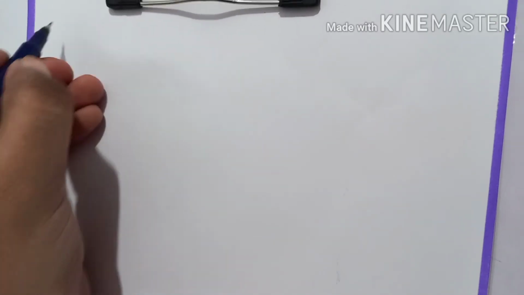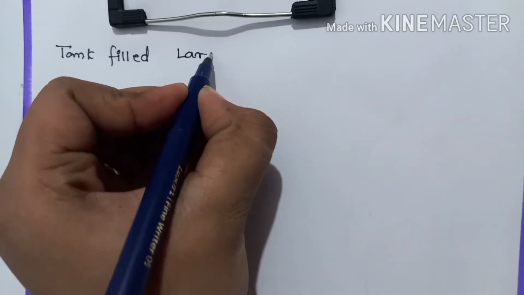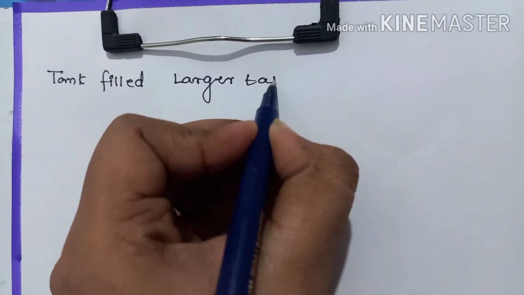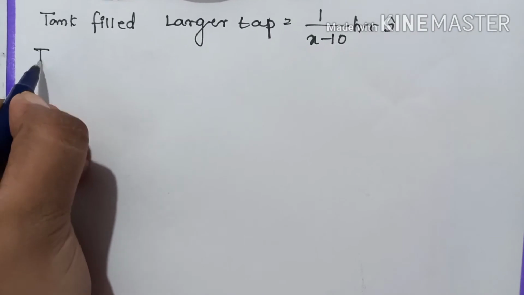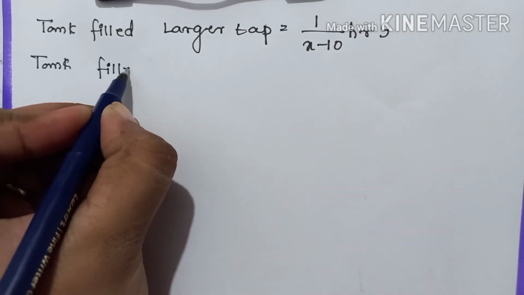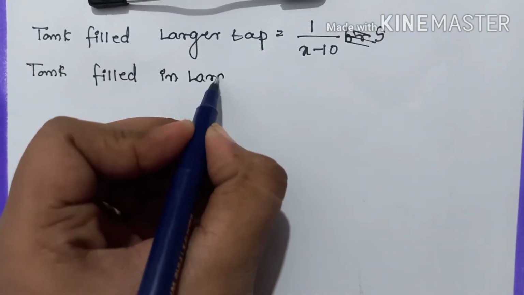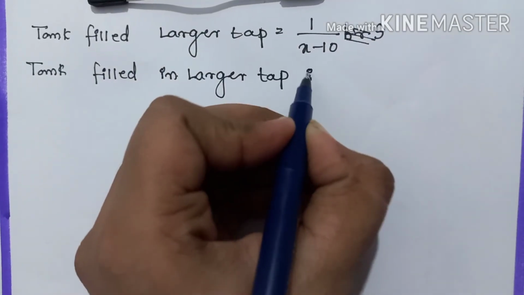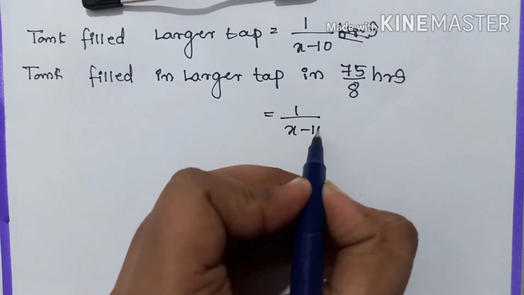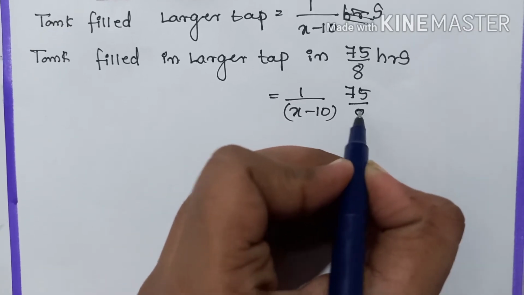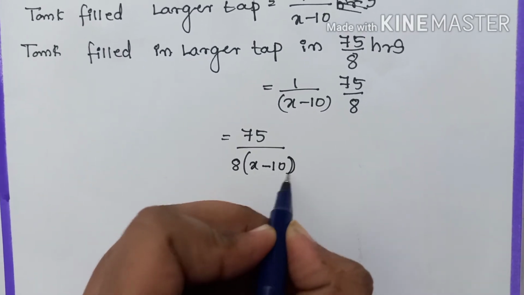And also we know that the tank filled by the larger tap is 1 by x minus 10 in 1 hour. So the tank filled by the larger tap in 75 by 8 hours is 1 by x minus 10 into 75 by 8. That means 75 by 8 into x minus 10.